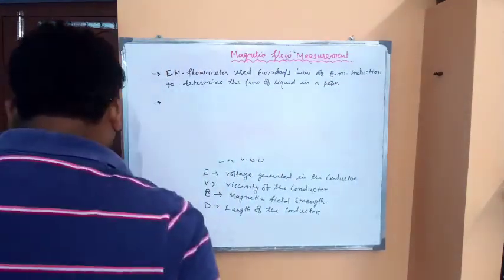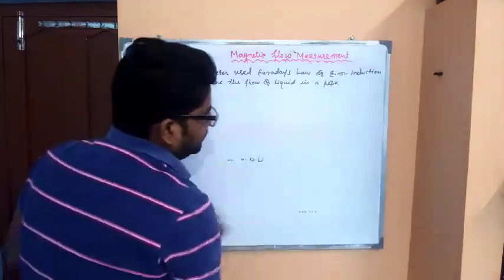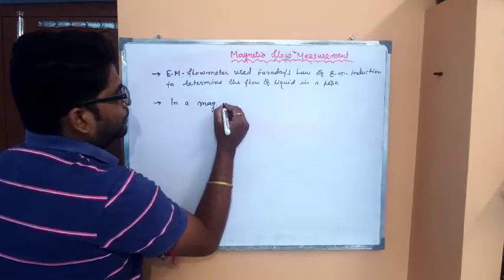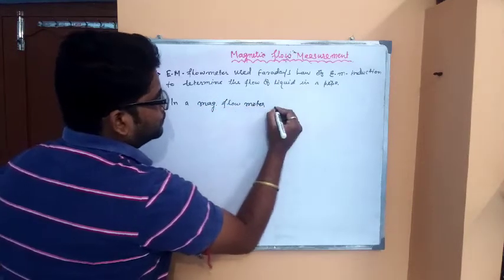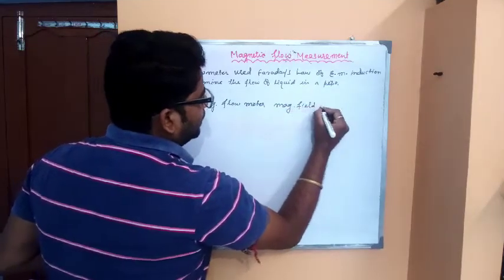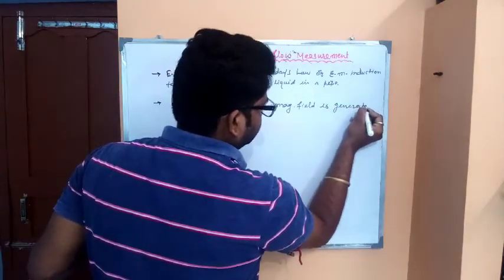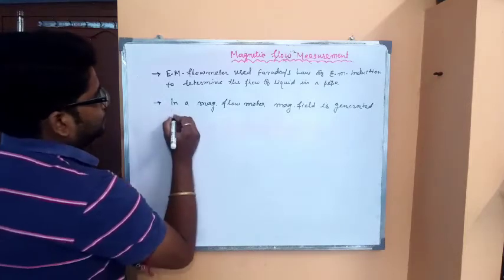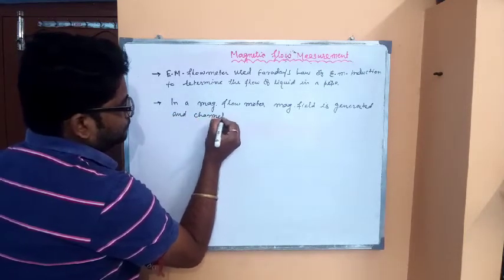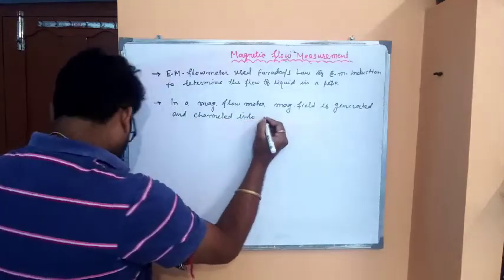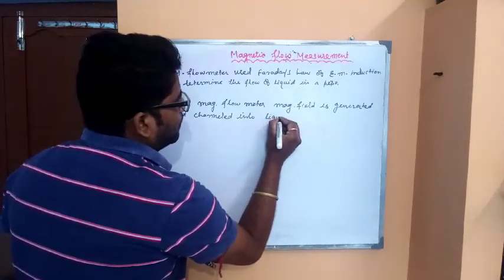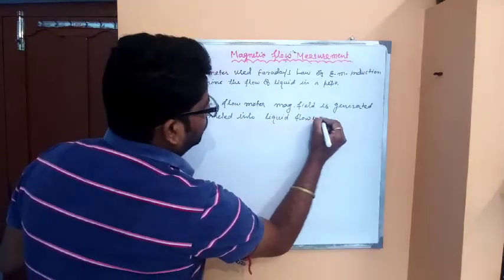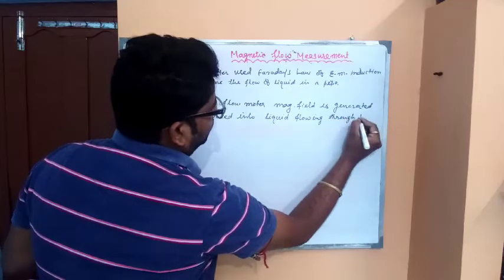Second point: in a magnetic flow meter, a magnetic field is generated and channeled into the liquid flowing through the pipe.